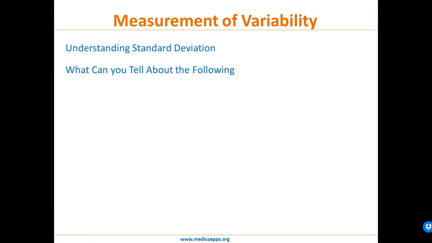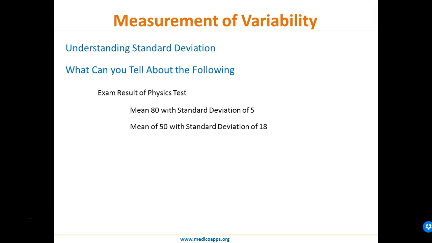let's look at another example. Suppose in a physics test, students scored with a mean of 50 and a standard deviation of 5, or a mean of 50 and a standard deviation of 18. What does this mean? Well, in the first test, the mean of 50 and a standard deviation of 5 means that it was an easy test, because out of 100 students scored 80 on an average, and the standard deviation is very small, so the scores of the individual students are clustered.